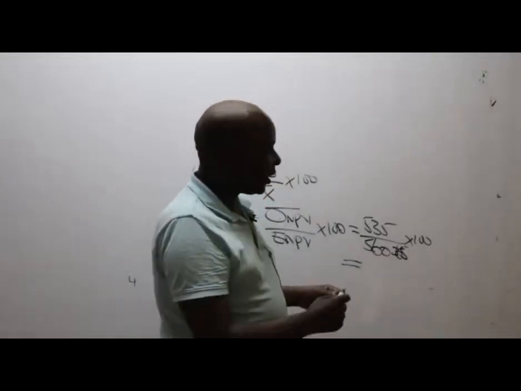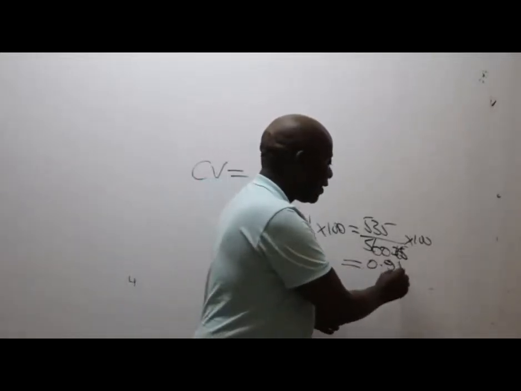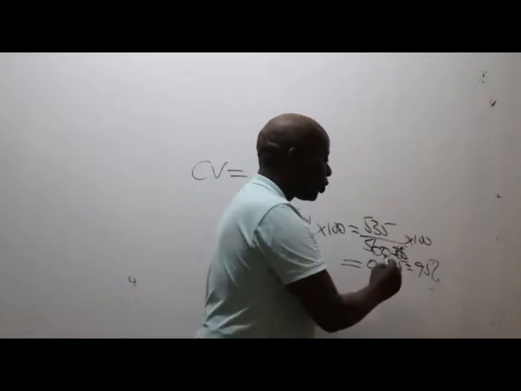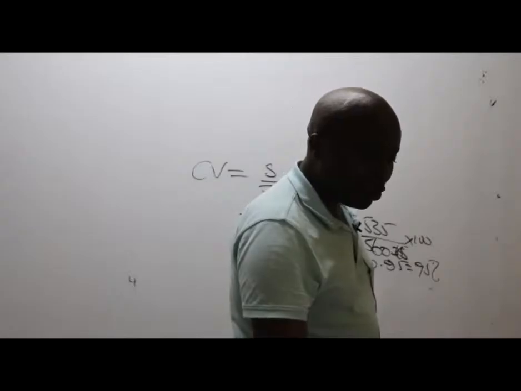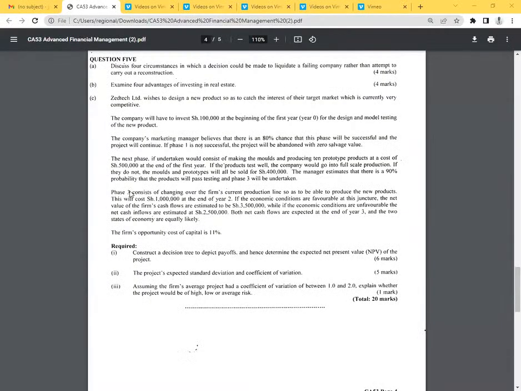Sasiet tells me 0.95 or 95%. Quite huge. It's quite a high risky project, but it depends on the comparator. What are they comparing this against? Let's see. When you look at Roman 3, assuming the firm's average project had a CV of between 1 and 2, perhaps 1.5, explain whether the project would have been of a high, low, or average risk.